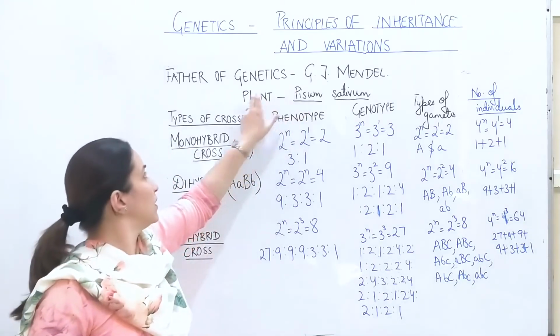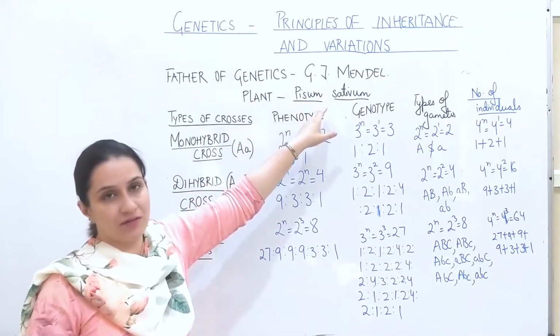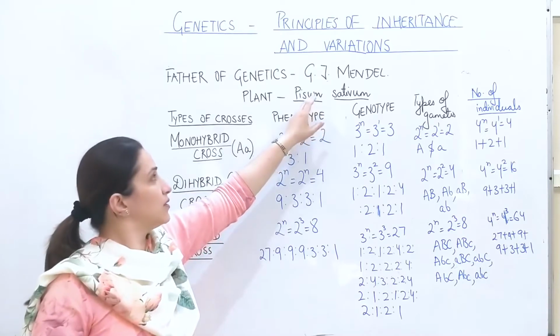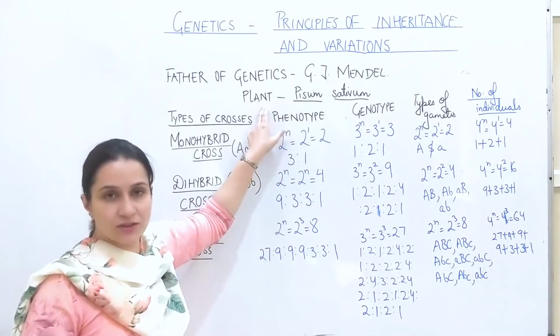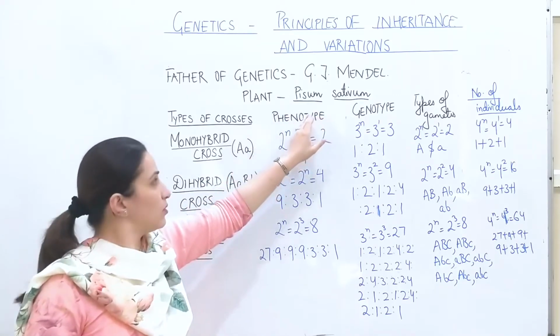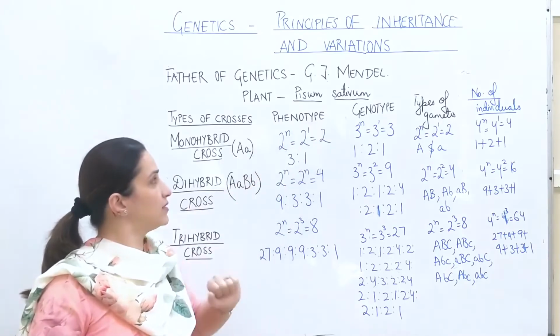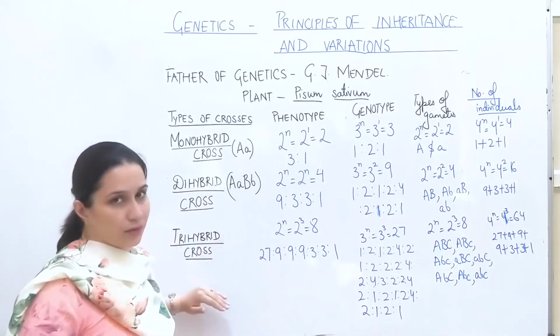So let us start with the first one, that is principles of inheritance and variation. You all know that the father of genetics is G.J. Mendel, that is Gregor Johann Mendel. He was the first one who used the term factors for the genes. He worked on a plant species which is Pisum sativum, common name garden pea. He worked on 7 characters or traits, and he found out the monohybrid, dihybrid and trihybrid cross.